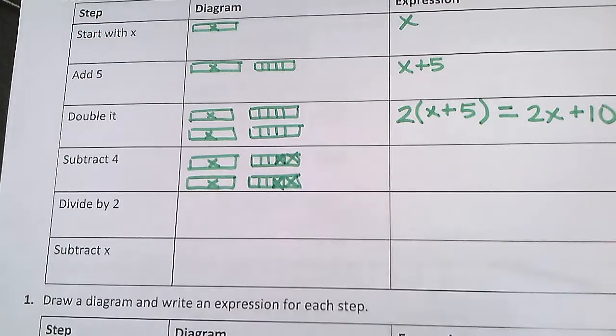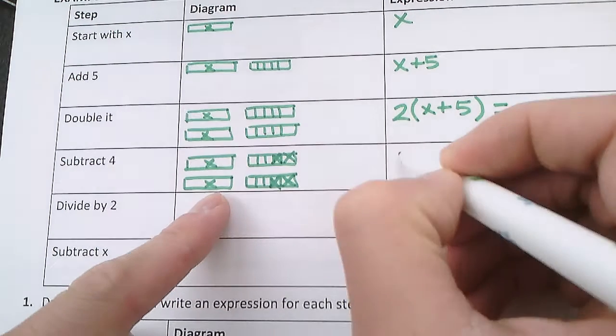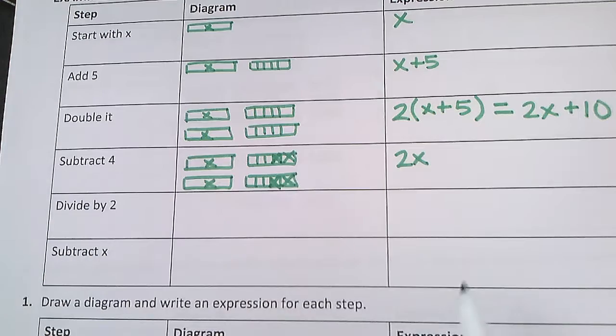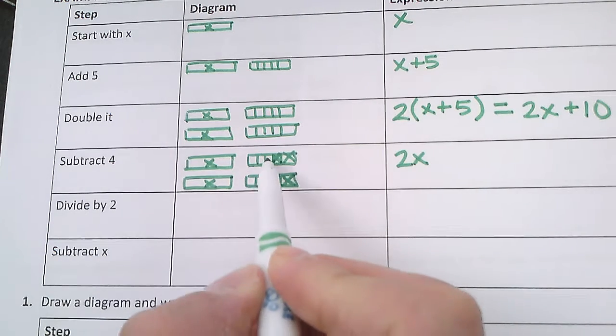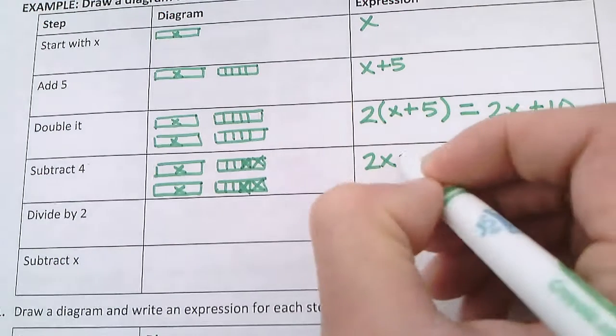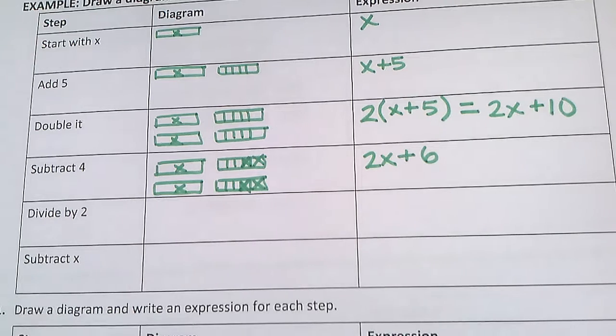Okay. And then what am I left with? I have 2 x's, right? And then I count the number of ones that I have left. 1, 2, 3, 4, 5, 6 ones. So now I have 2x plus 6. That step's done.